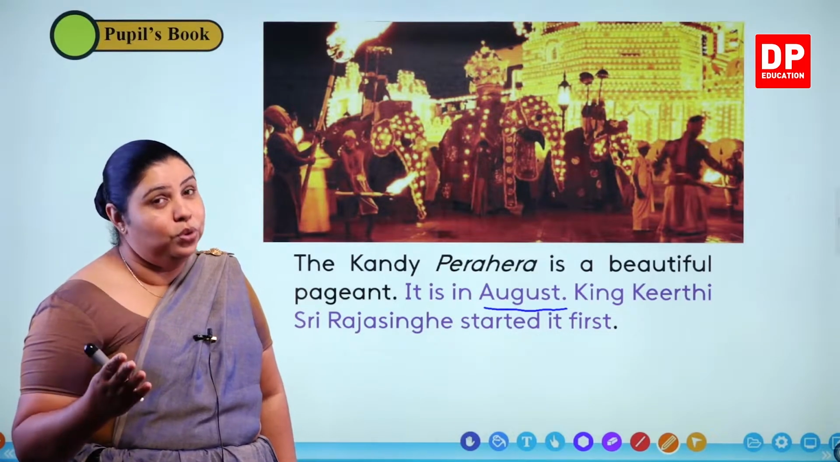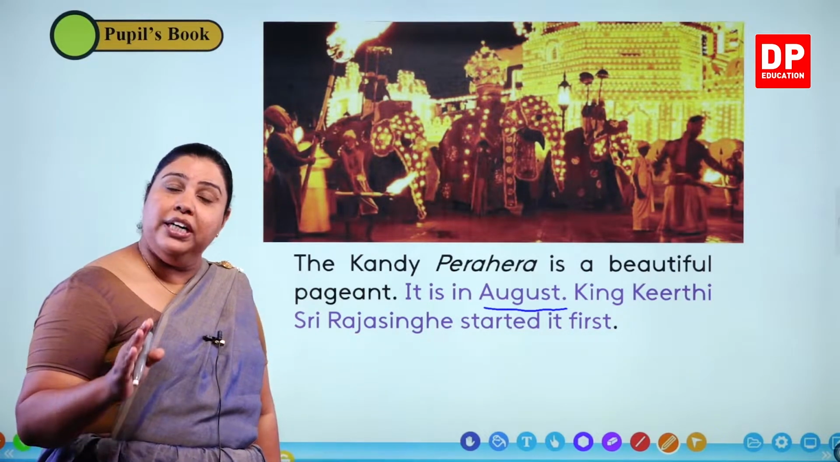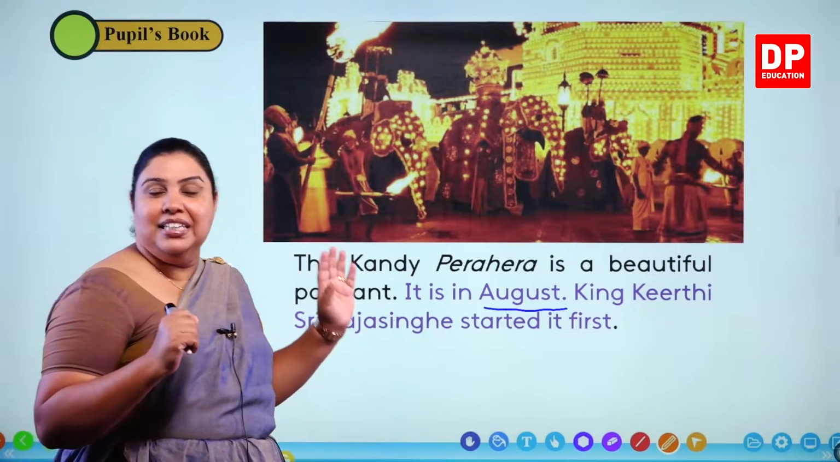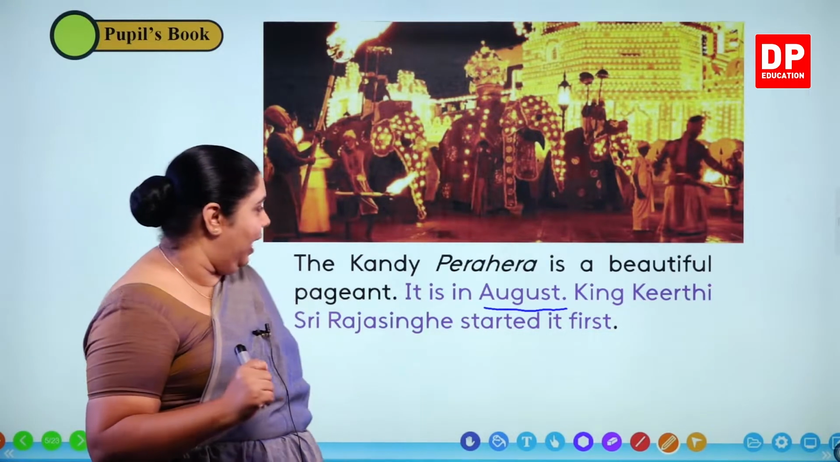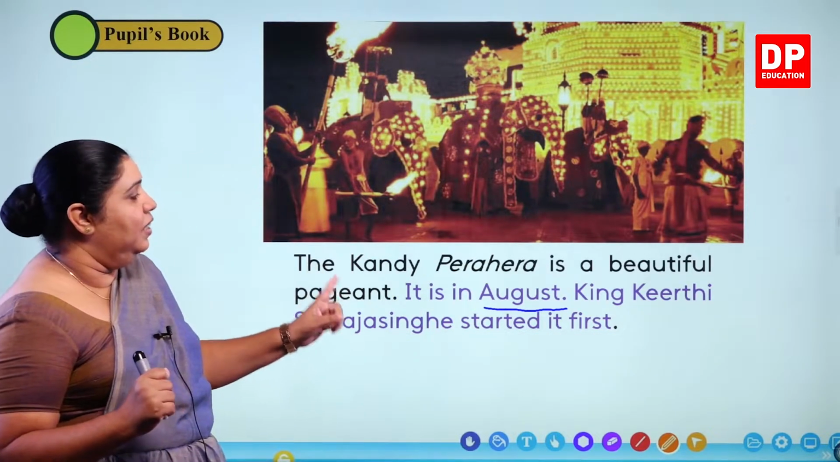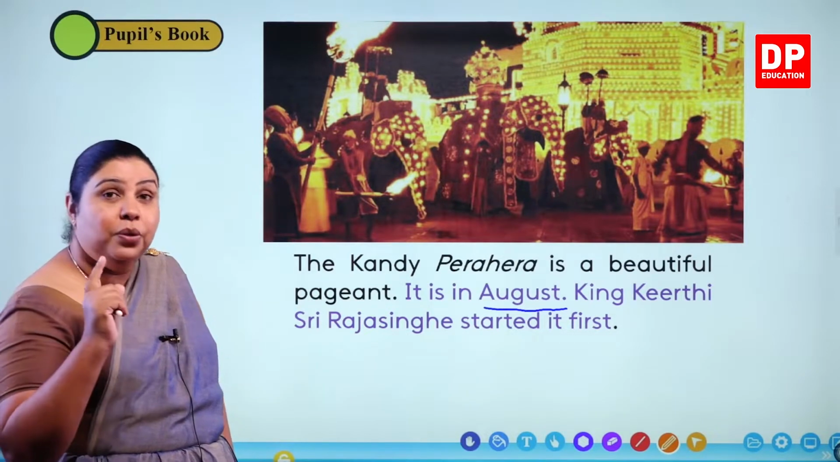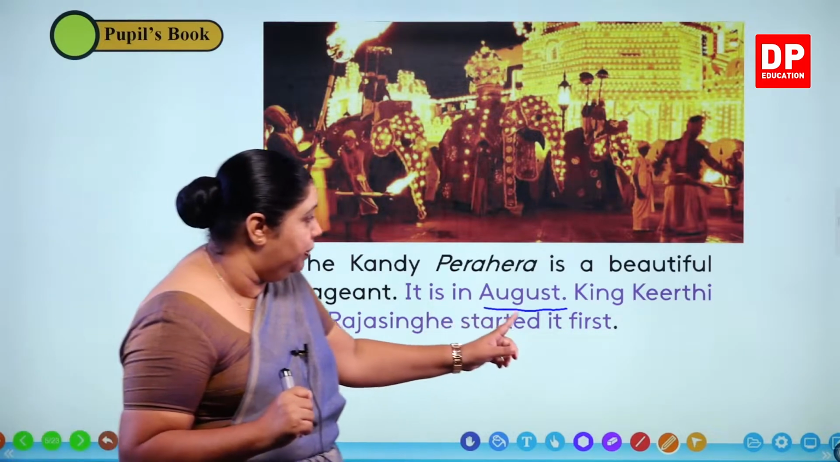So you have to go to Kandy in the month of August in order to witness the Kandy Perahera. Right. It is in August. Look at the next sentence in purple.